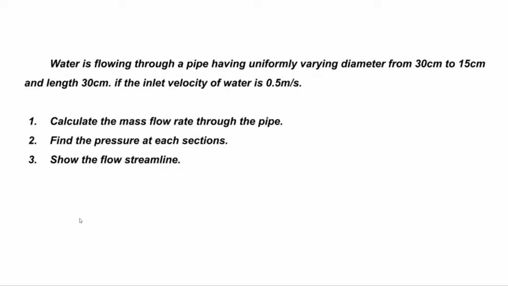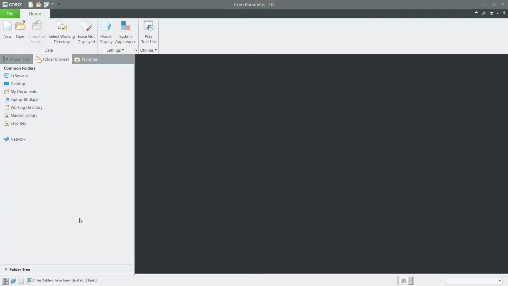If the inlet velocity of the water is 0.5 meter per second, we need to find the mass flow rate through the pipe and the pressure at each section. That means the variation in pressure throughout the section and the flow streamline. So go to PTC Creo.